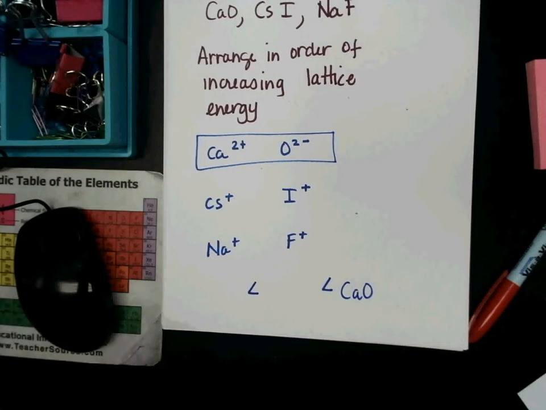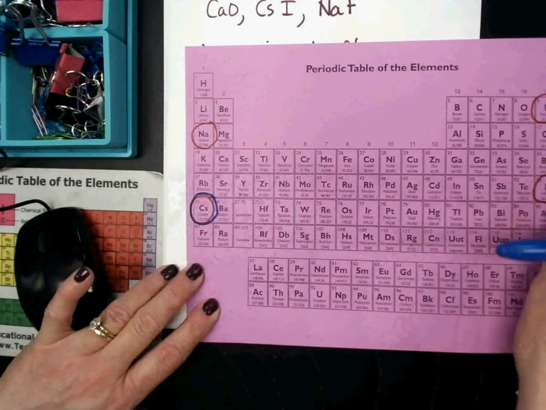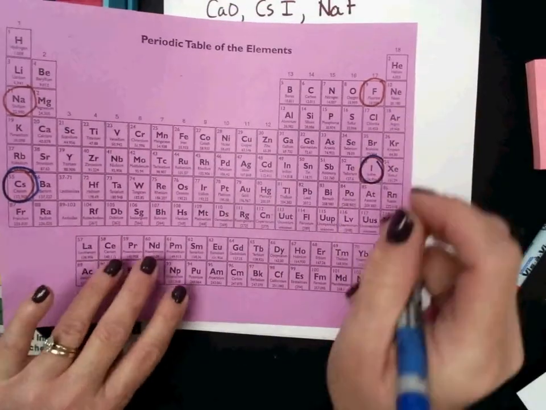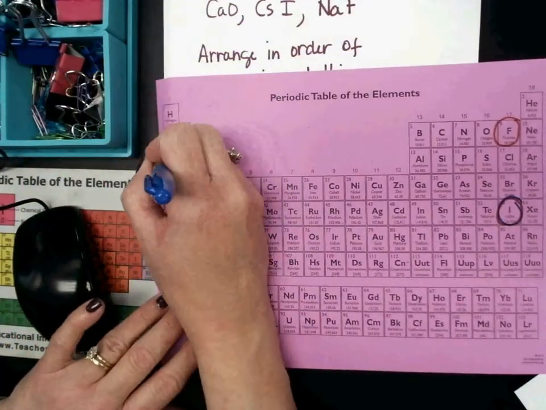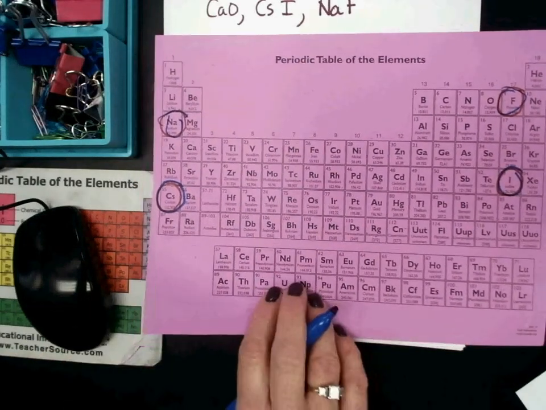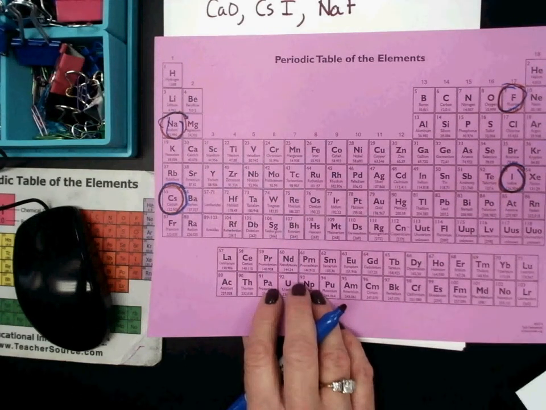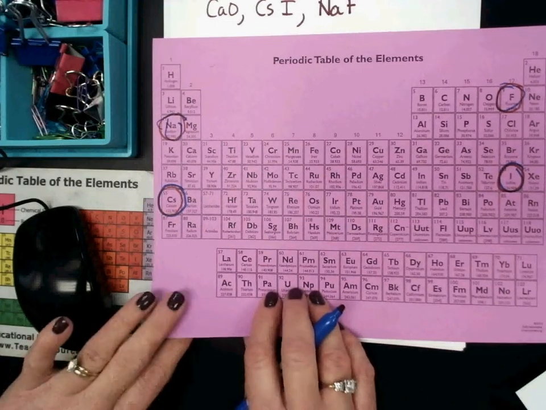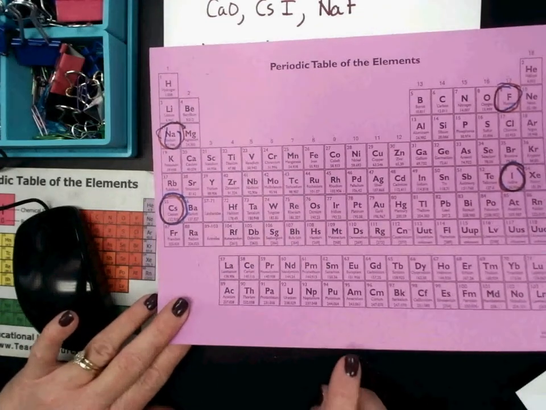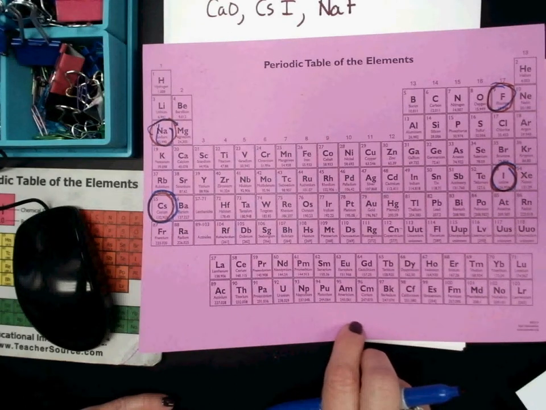Then I have to actually go to a periodic table and I have to look at these things. When I look at cesium iodide, I'm down there. When I look at sodium fluoride, I'm up at the top. Well, what happens to ionic radius or atomic radius as I move down the periodic table? What happens? It gets larger, correct? So when I'm down here, I'm actually dividing by a larger number, which helps me to figure that out.